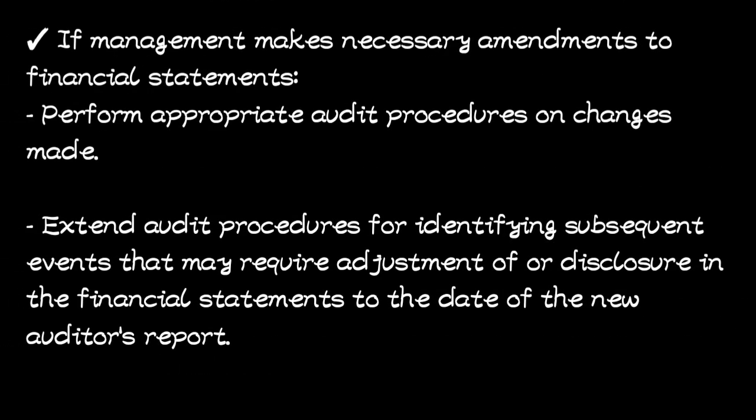Then, if management makes necessary amendments or changes to the financial statements, the auditor is supposed to do the following. First, the auditor is supposed to perform appropriate audit procedures on the changes to see if they were made in the right way. Secondly, the auditor is supposed to extend audit procedures for identifying those subsequent events that may require adjustment or disclosure in the financial statements to the date of the new auditor's report.